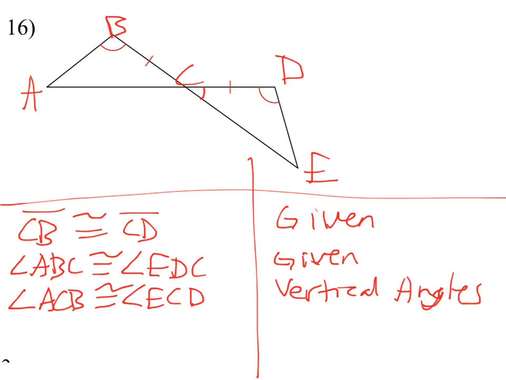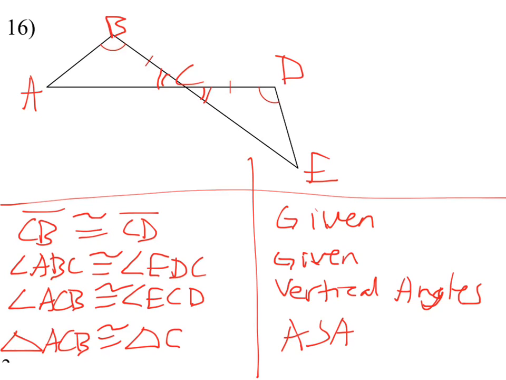And now we have two pairs of congruent angles and the side between them on both sides. That gives me angle, side, angle. And that lets me know that those triangles are congruent. Triangle ACB is congruent to triangle ECD. Make sure you have those letters match up. And there you go.